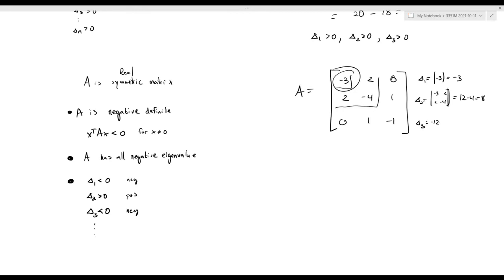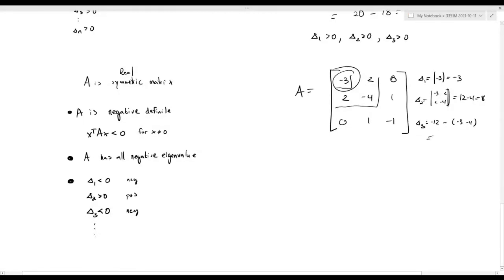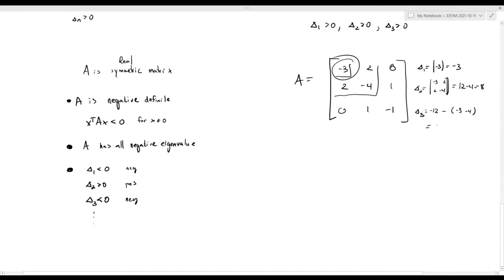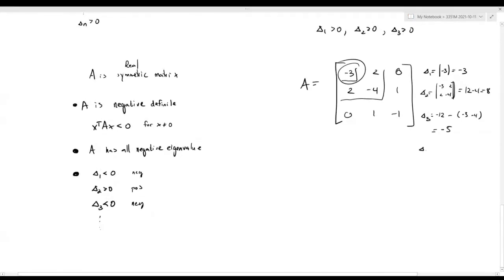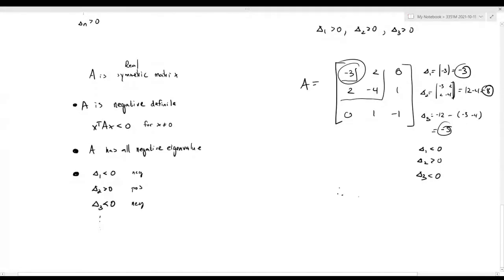We complete this determinant and we get negative 12, 0, 0, 0, negative 3, negative 4. Oh, I'll show you why this is. I'll show you a very obviously negative definite matrix and why this pattern of determinants has to. So that's negative, right? Yeah, negative 5, I guess. So yeah, this passes the test for a negative 3, positive 8, and negative 5. So A is negative definite. Passes the test.